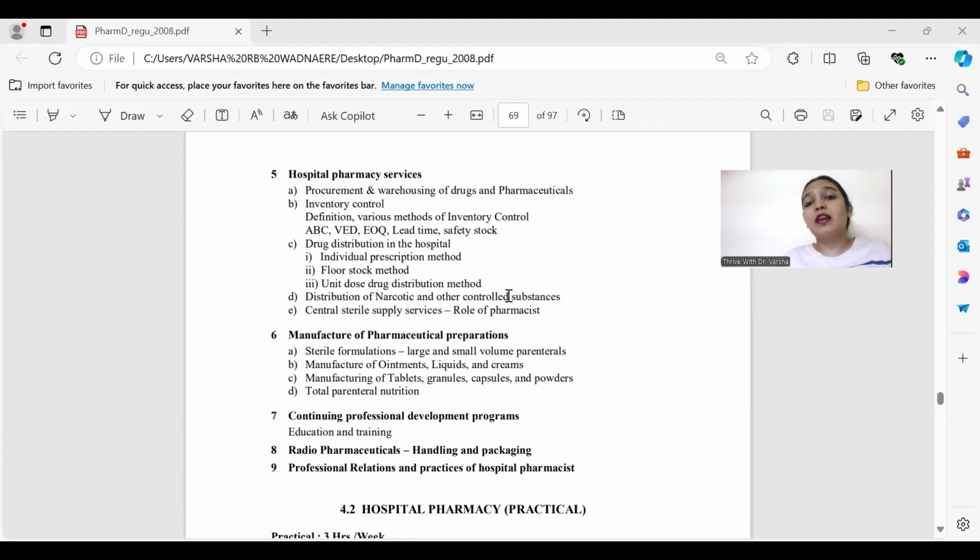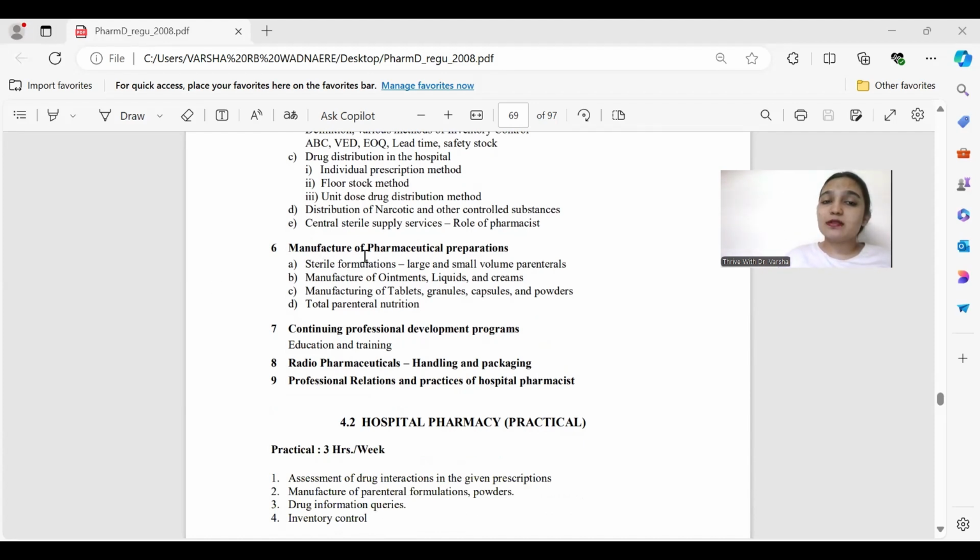Distribution of narcotic and other controlled substances. There are some high-risk substances, narcotic substances, how you will control that. There are some regulations, rules to follow that we'll be learning in this. Central sterile supply services, your role in that, we'll be learning that.